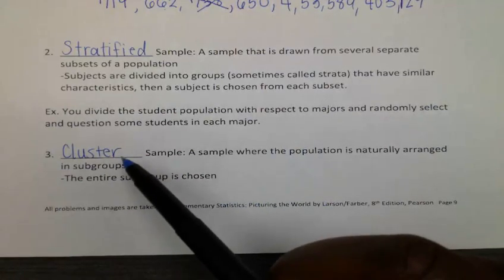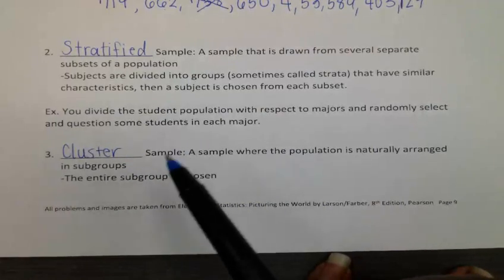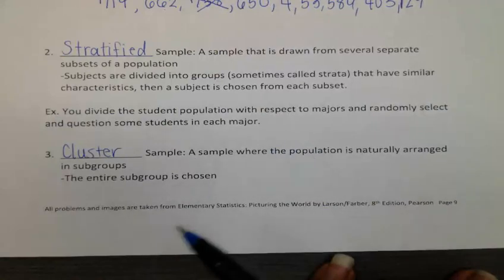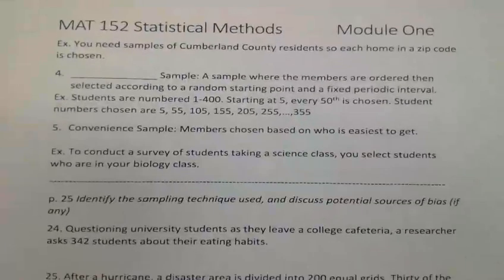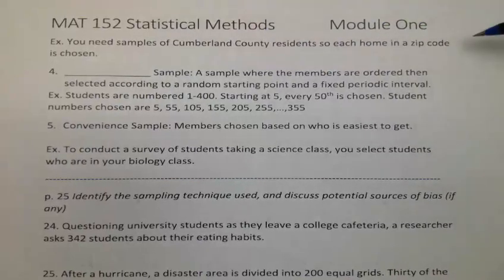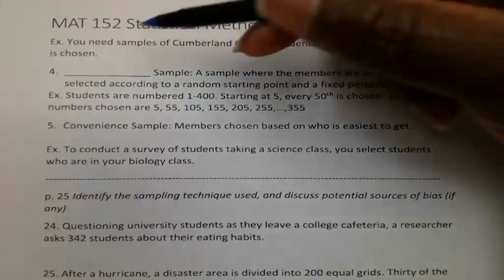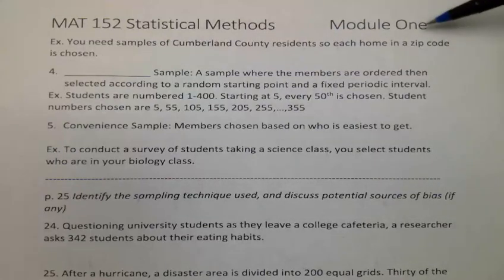I think of this like turtle clusters, one of my favorite candies. It's like the caramel and the nuts are in there and the chocolate's on the outside. And instead of just picking up all the peanuts or picking up all the caramel, take the whole thing, the whole entire candy. So an example of that is you need samples of Cumberland County residents. So each home in the zip code is chosen. Zip codes are already broken up naturally, and you choose the whole entire zip code. So each home in the zip code, not a number of them, but everybody was chosen.